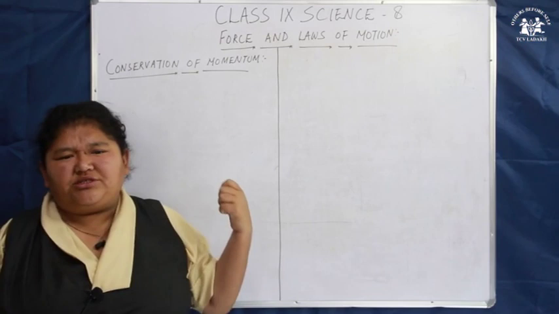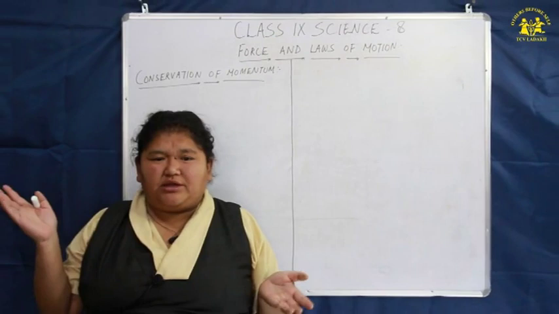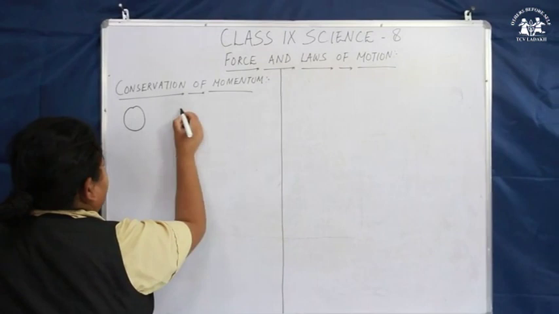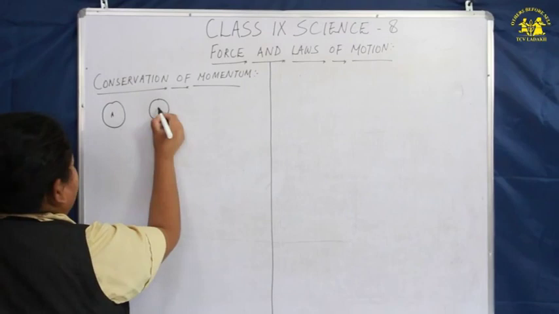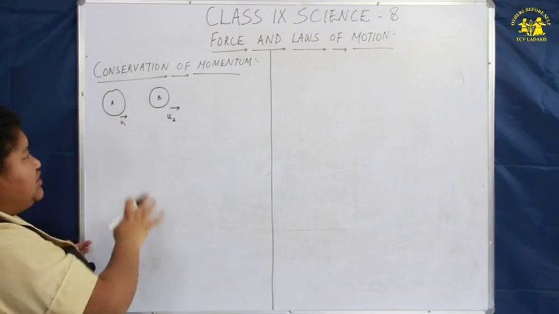The momentum of objects before collision and after collision is the same. That is the law of conservation of momentum. So we are going to discuss the conservation of momentum today. Now let us suppose we have two objects, object A and object B. Object A is traveling with the initial velocity of u1 and object B is traveling with the initial velocity of u2.